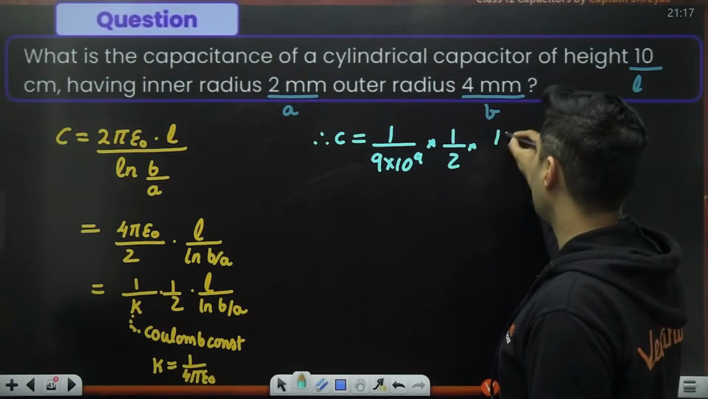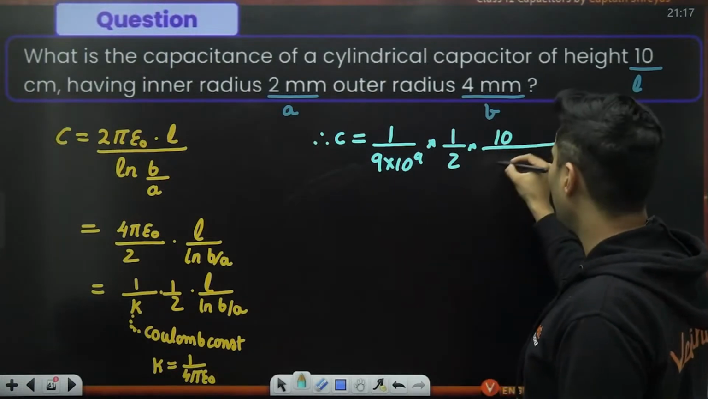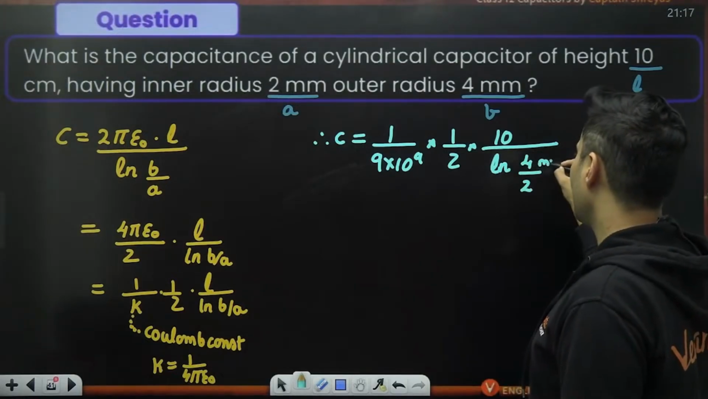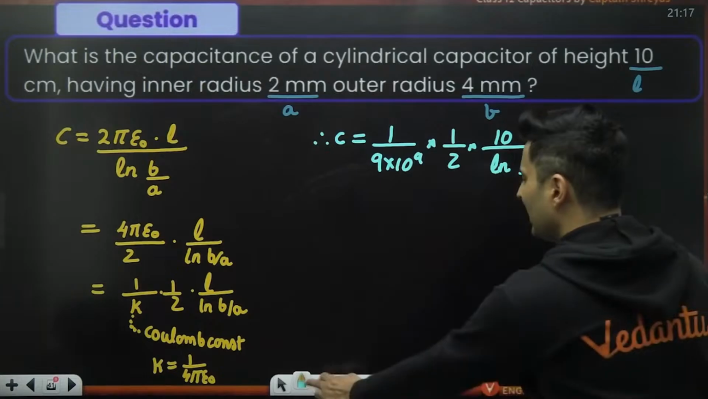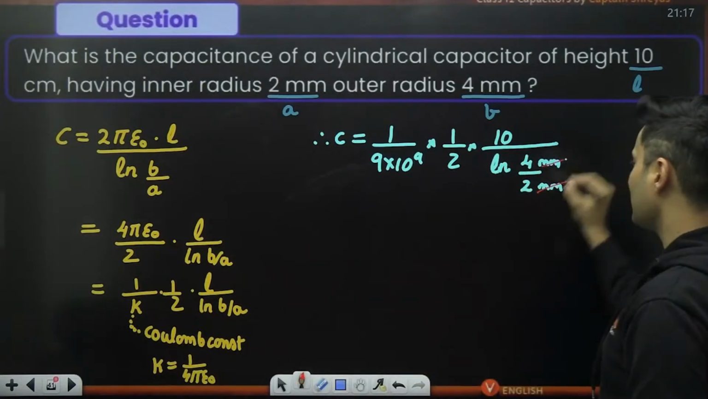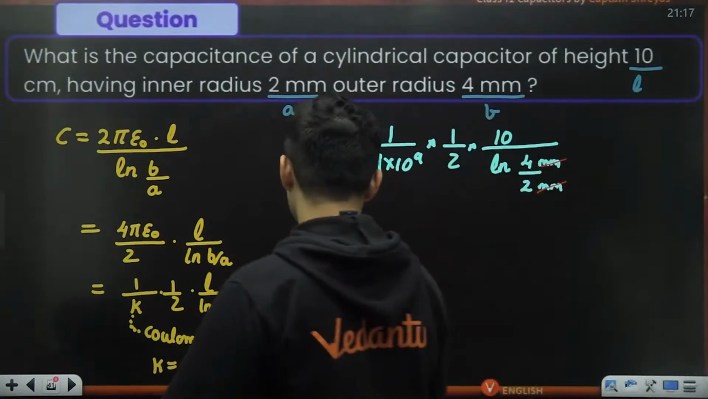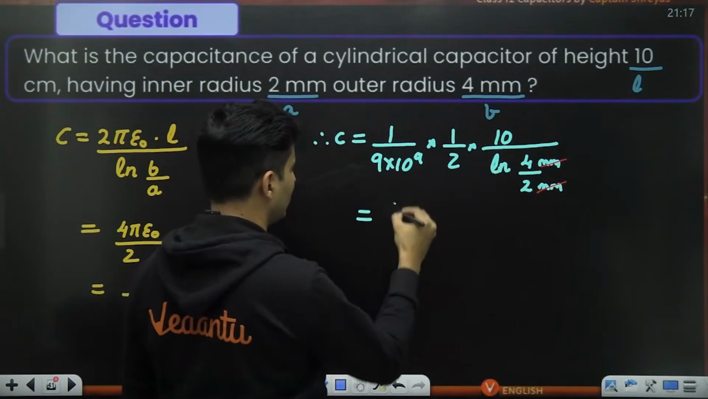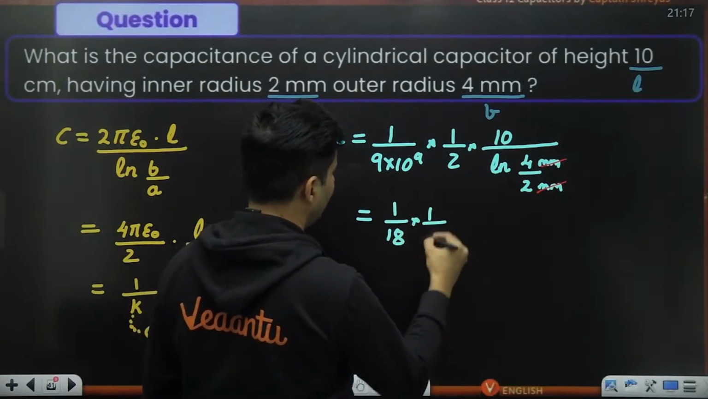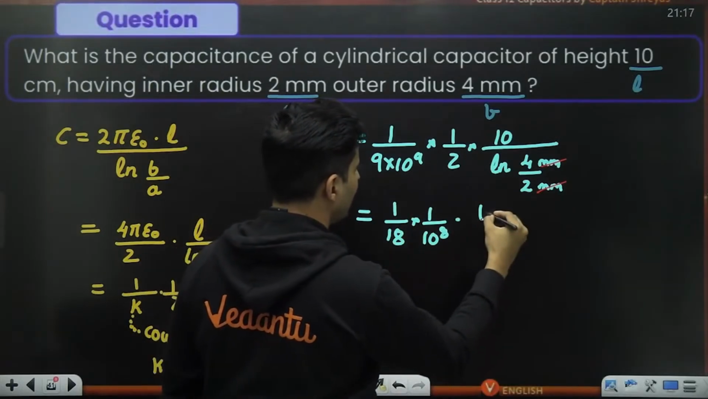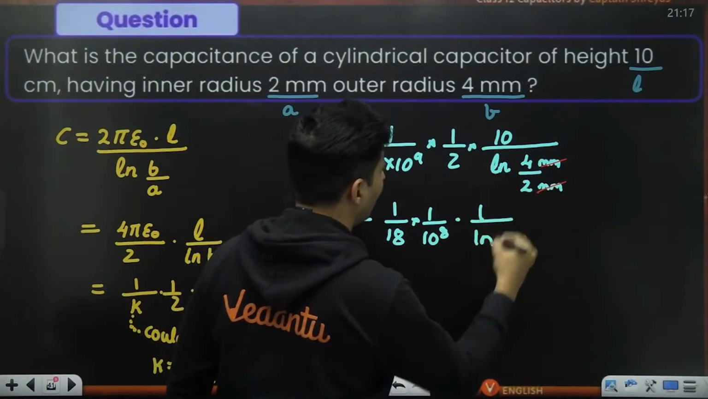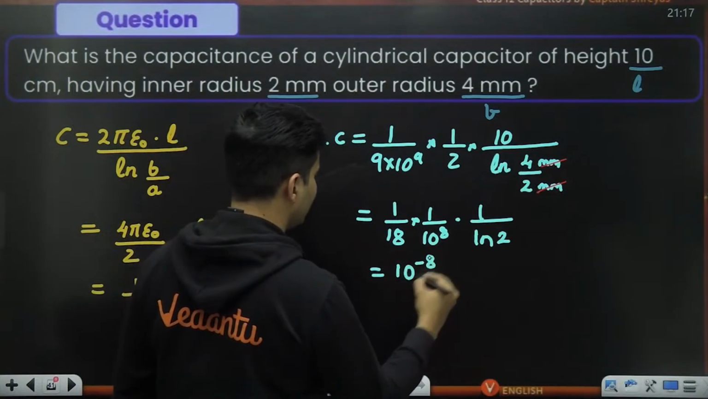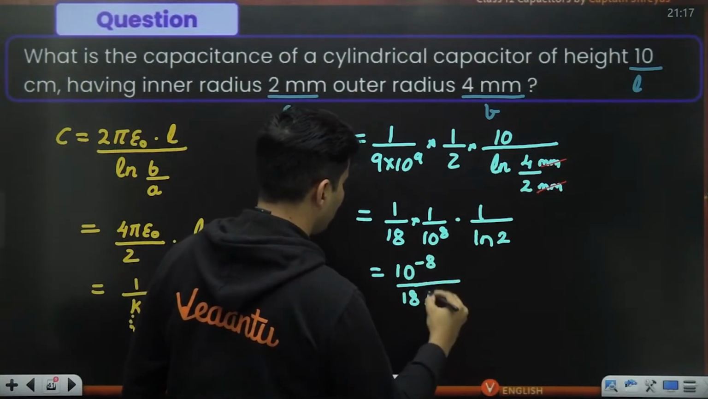Length of the capacitor is basically 10 units divided by log of B by A, that means 4 millimeters by 2 millimeters. Anyways, it is millimeters, so that millimeters should anyways get cancelled. So don't bother converting it into meters. Okay, so this 10 will cancel. 9 twos are basically 18, and this will be 10 to the power 8, and this will be 1 divided by log of 4 by 2 is 2. So this will be nothing but 10 to the power minus 8 divided by 18 log 2.